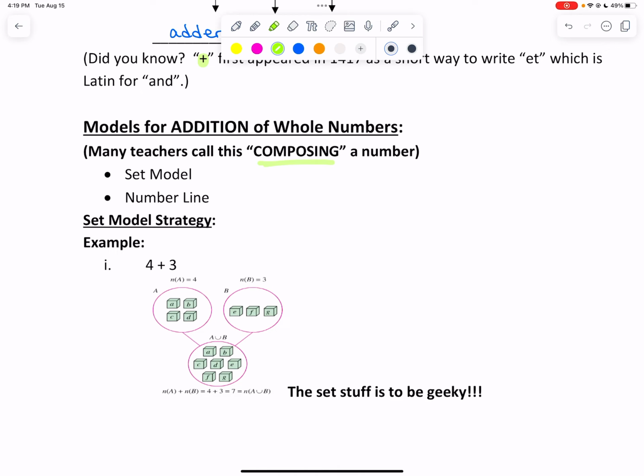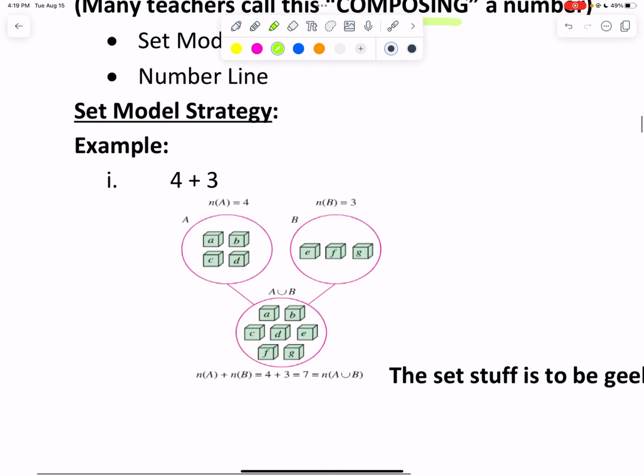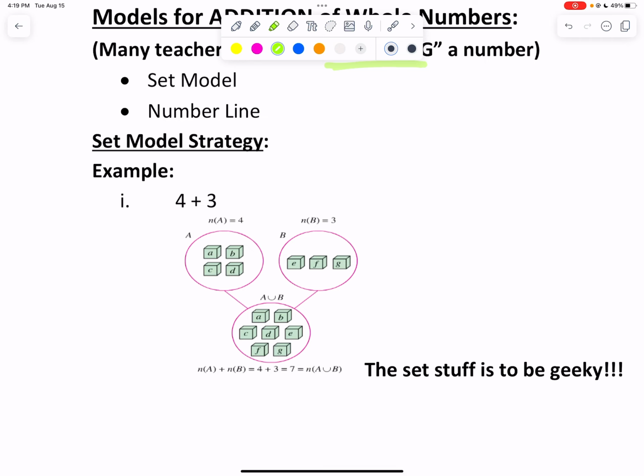A set model is what you're probably used to thinking of when you think of kindergarten. If I was doing 4 plus 3 in kindergarten, I might do it with gummy bears. I'd have 4 gummy bears in one set, so that's this one right here, 4 gummy bears in that set and 3 in that set. Then you put them together and you get 7 gummy bears. So that's called the set model strategy.